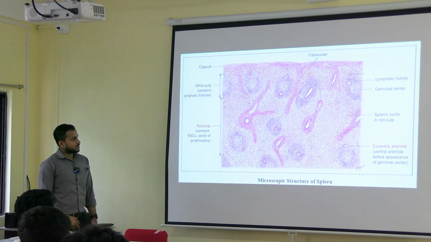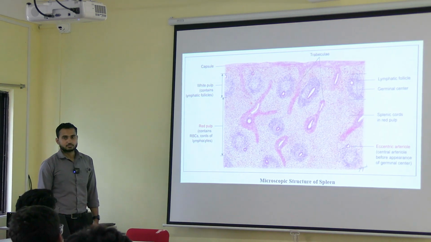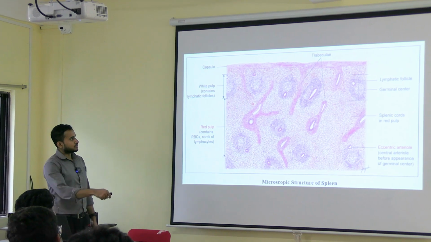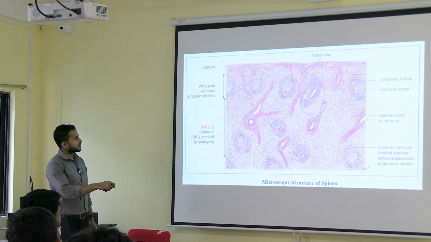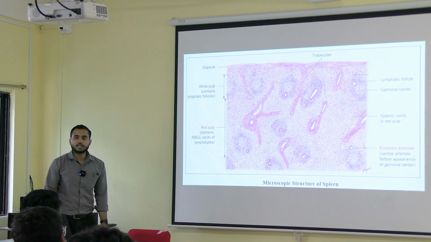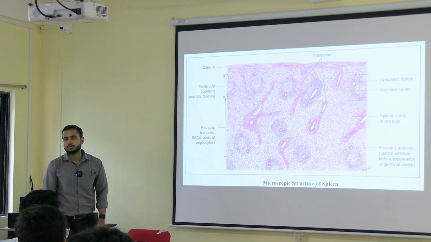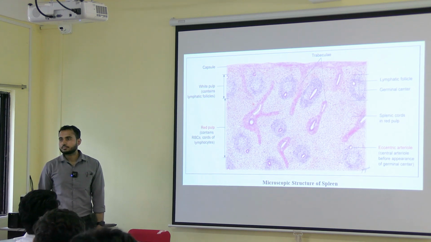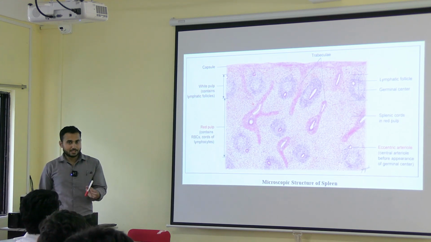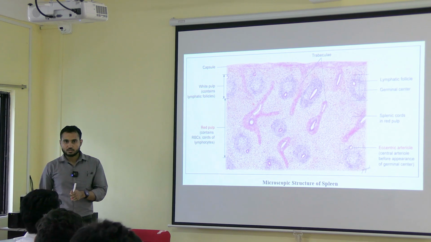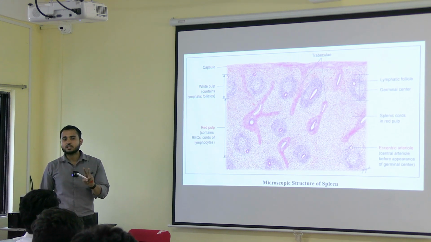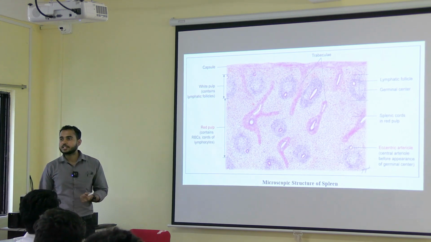Okay, next where is the red pulp? See, this is the red pulp, this is red pulp. Okay, what all are there in the red pulp? Two things are there in the red pulp. First of all, what is the appearance of the red pulp? First of all, it is lightly stained and eosinophilic. Okay, so pink color appearance will be there. Next, it is made up of two things: splenic cords of Billroth and splenic sinusoids.